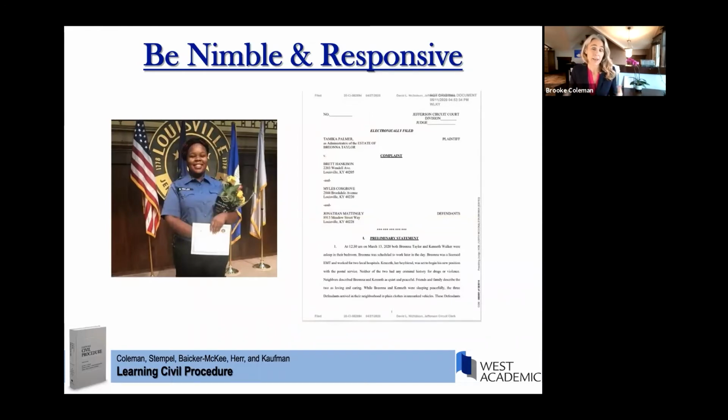And I was able to say to them, let's look at this complaint. What do you think? That's interesting. There's only state law claims. Why did they do that? Why did they file in state court? Is it removable? Yes or no?